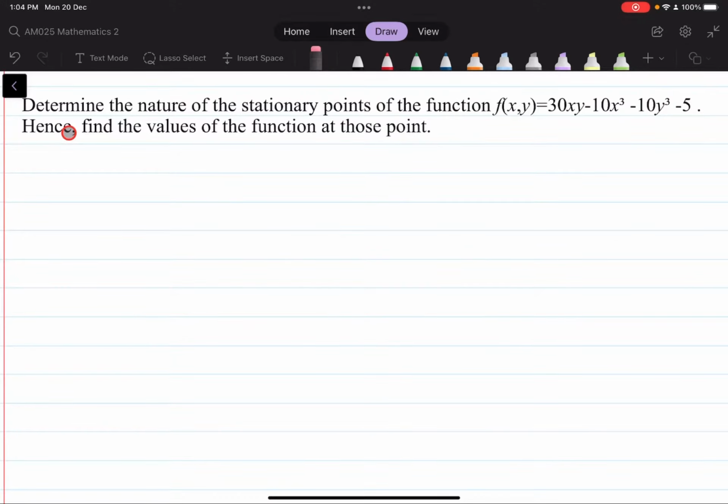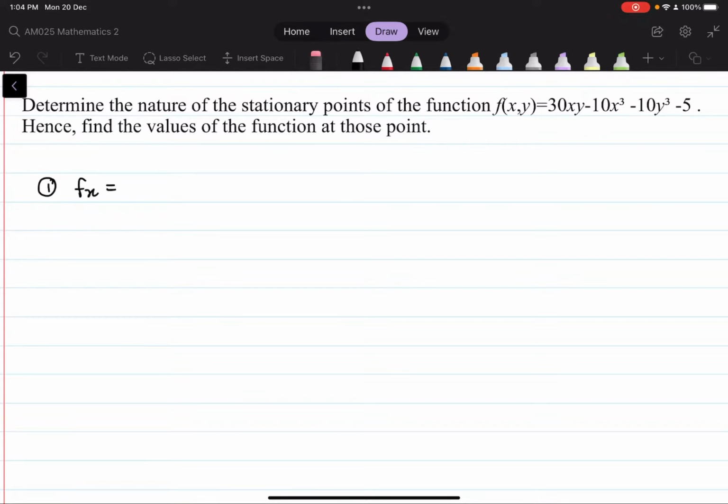Determine the nature of the stationary points of the function f(x, y) = 30xy - 10x³ - 10y³ - 5. Hence, find the values of the function at those points. So the first step, we need to find f sub x and f sub y.